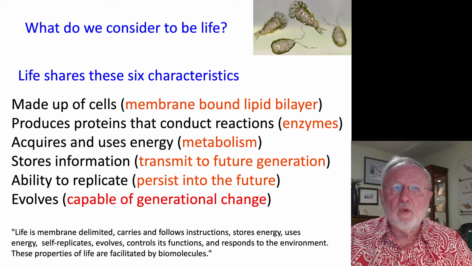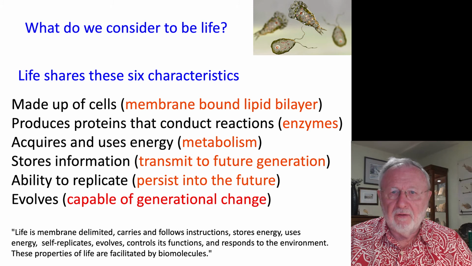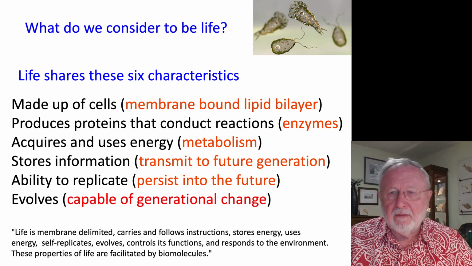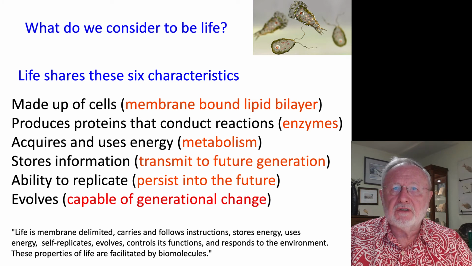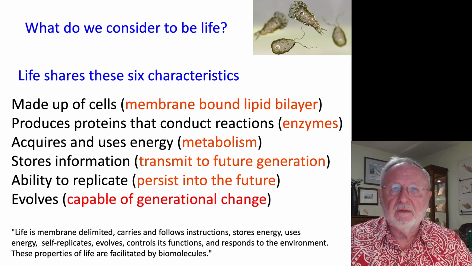Third, life acquires and uses energy. We term that metabolism. Fourth, life stores information that can be transmitted to future generations. It has the ability to replicate, and that is to persist into the future. And lastly, life evolves. It's capable of generational change. These 6 common characteristics uniformly define everything that we consider to be life today.